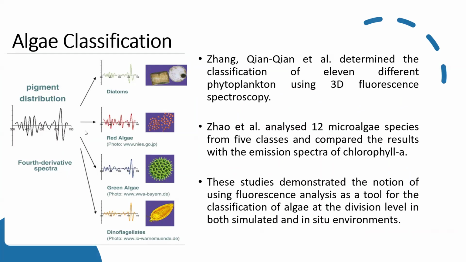Similarly, Zhao et al. analyzed 12 microalgae species from 5 classes and compared the results with the emission spectra of chlorophyll A at 685 nanometers. The analysis showed a high level of accuracy for algae classification. Now, these studies demonstrated the notion of using fluorescence analysis as a tool for the classification of algae at the division level in both simulated and in situ environments.